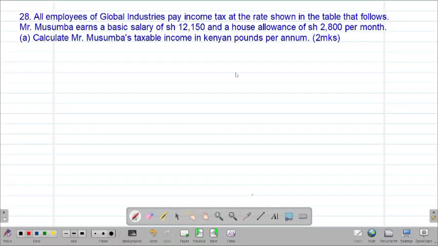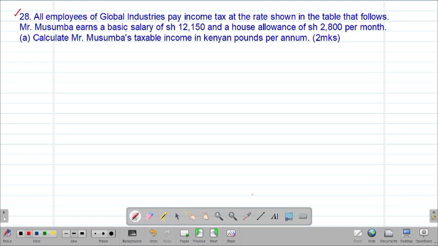Welcome to today's class. It's our 14th lesson on a given Form 3 mathematics topic called Commercial Arithmetics 2. So we are looking at our 28th example on income tax. It reads that all employees of Global Industries pay income tax at the rate shown in the table that follows.